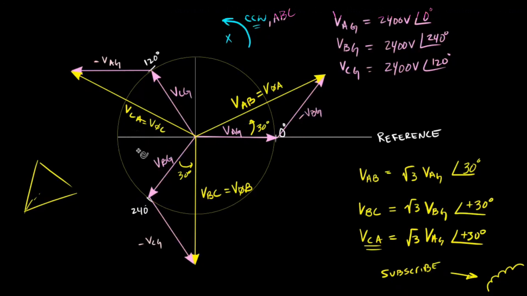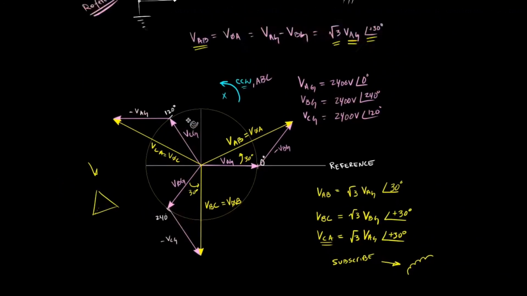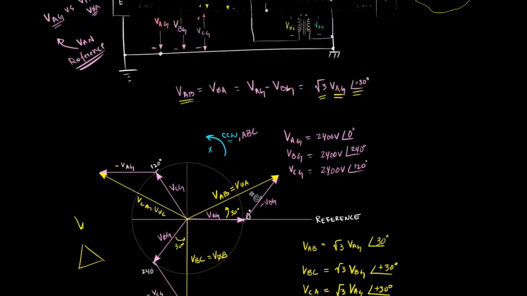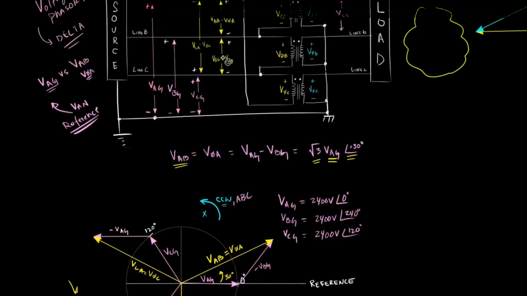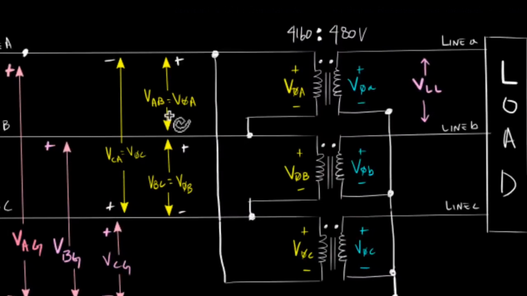Okay, so let me just clarify one thing. Okay, so we said that this is VAB or V phase A, right? Which is a voltage across line A to B, which is the same voltage across phase A winding.